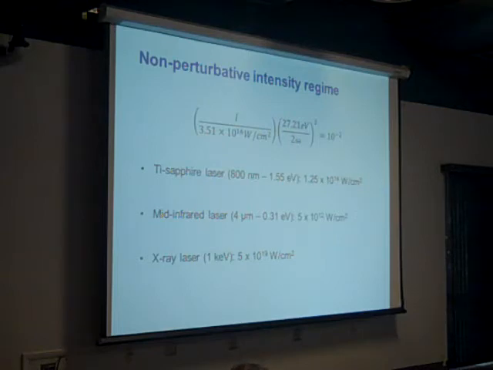And if you work with X-ray lasers, and I've just taken one number, 1 kiloelectron volt, then you can go to much higher intensities where you have the limit between the perturbative and the non-perturbative regime. So everything below these intensities, as a very rough estimate, and it's always only an order of magnitude estimate, you can treat the light field at these different frequencies perturbatively. If you're above this, you have to treat it non-perturbatively.